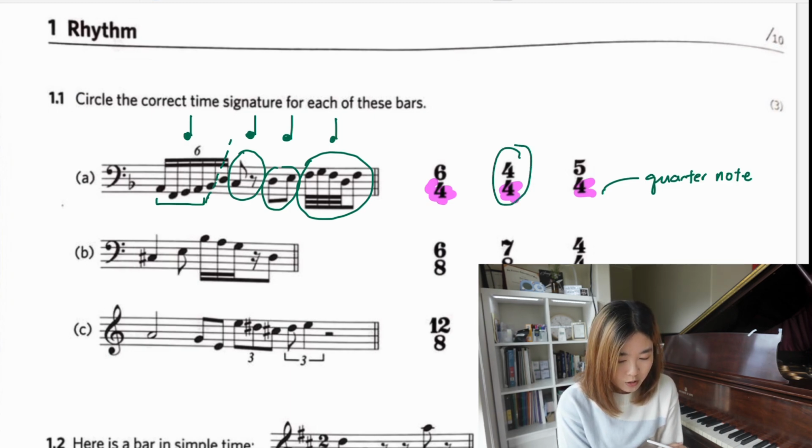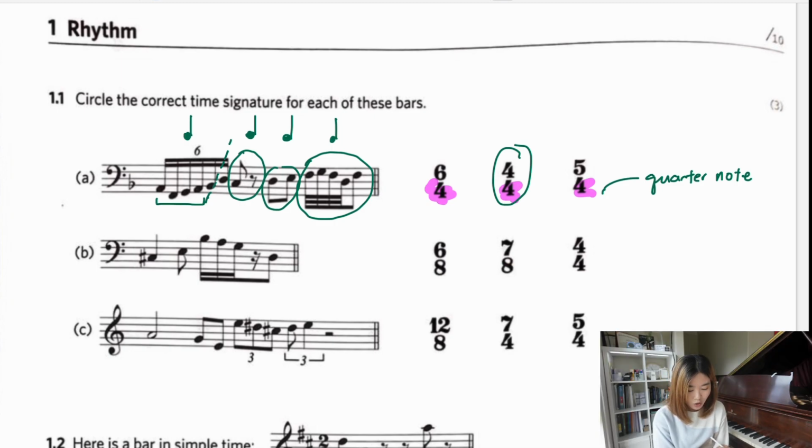Okay, move on to question B. Now the options are 6/8, 7/8, and 4/4. The bottom number is 8, so that means we are going to find how many eighth notes are in one measure. So let's see. This contains the first, the second, the third, the fourth, the fifth, and the sixth. So the answer will be 6/8.